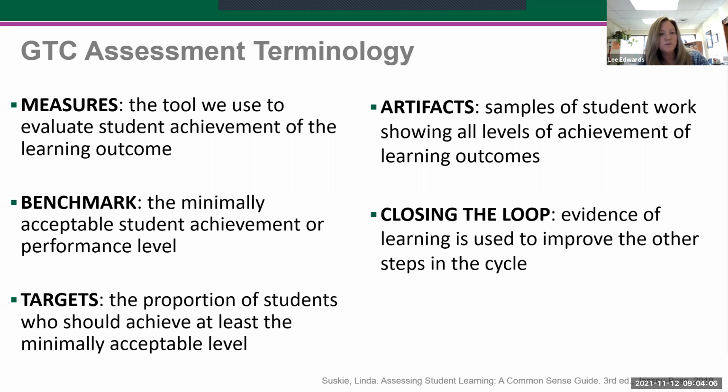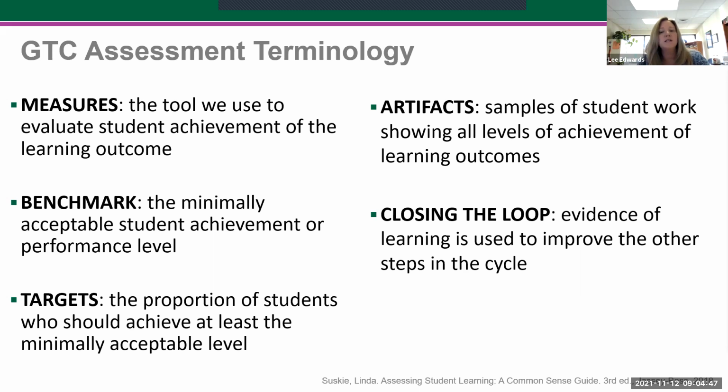A few more terms that you're going to hear: measures. That's what we use to actually evaluate the achievement of the learning outcome. The benchmark is the minimally acceptable student achievement, so we want to at least get to the benchmark. The target is the proportion of students who should achieve at least the minimally acceptable level. And then you're always asked for artifacts in Watermark, and those are samples of student work. We like to have them show all different levels of student achievement.